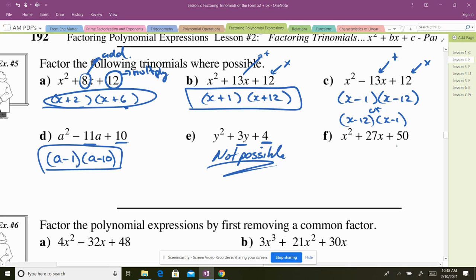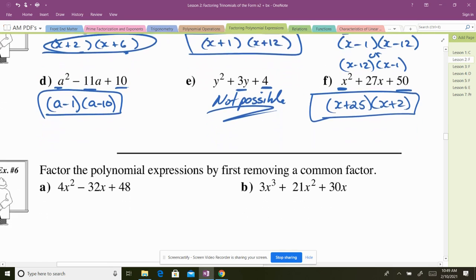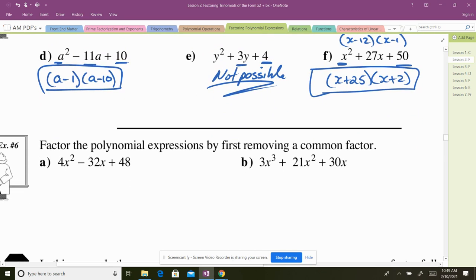All right, F. Multiplies to 50 and adds to 27. There you go. x plus 25, x plus 2. That's it. That's all you have to do. Now, notice they all have a leading coefficient of 1. The number in front of the squared term is always 1. Right? What about these two?